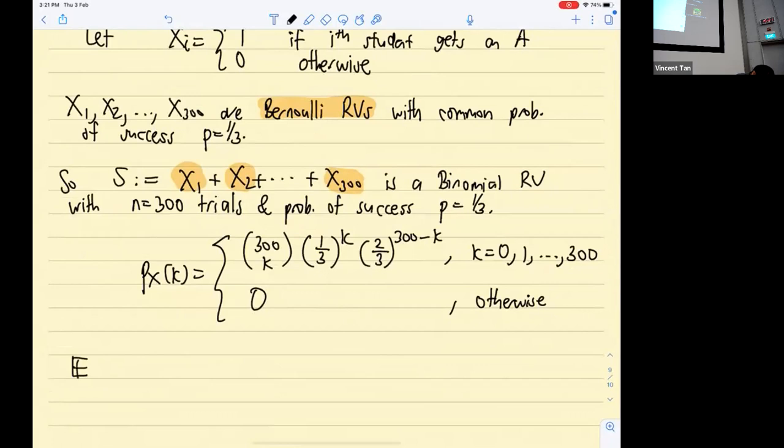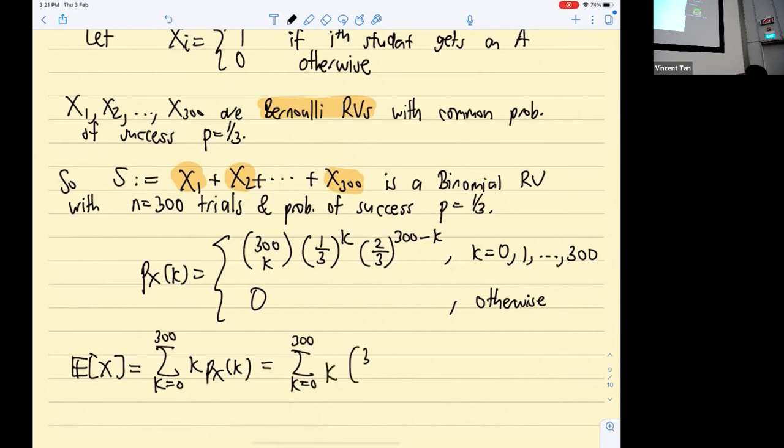Now, suppose I would like to compute the expectation value of S. What would I do if I didn't know about multiple random variables? The natural thing to do is to sum K running from 0 to 300 of K times the PMF of S at K, plugging into the formula. So you're summing from K equals 0 to 300, K multiplied by 300 choose K, 1/3 to the power of K, 2/3 to the power 300 minus K. Now, frankly, I do not know how to evaluate this sum here, because it's too complicated.